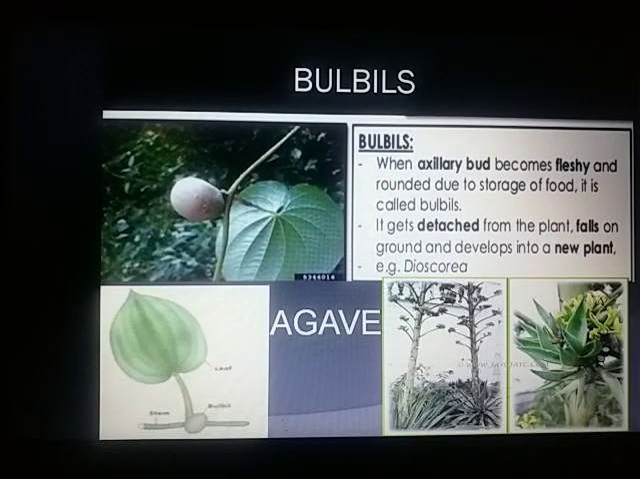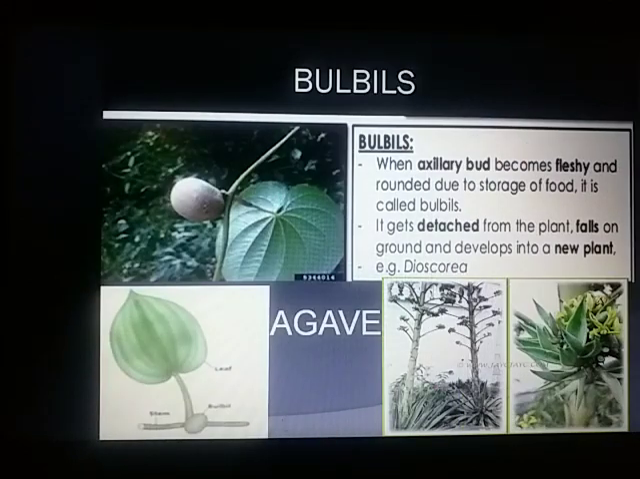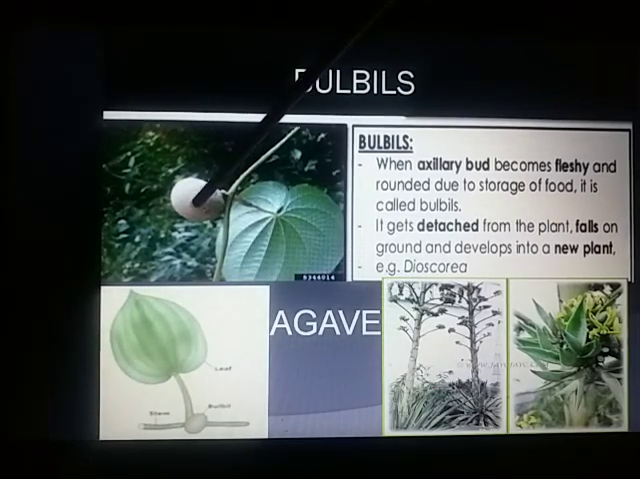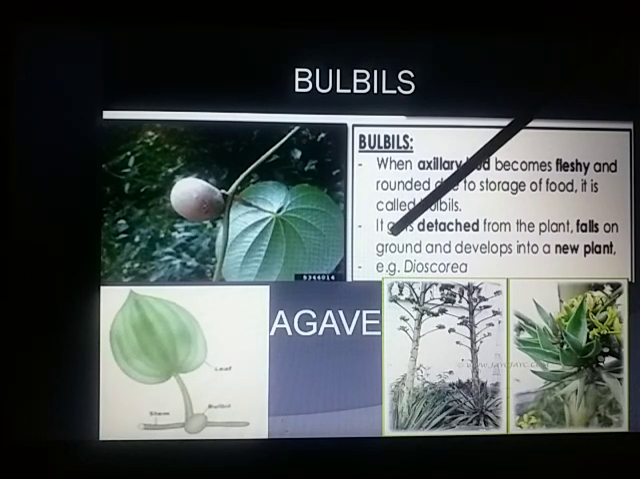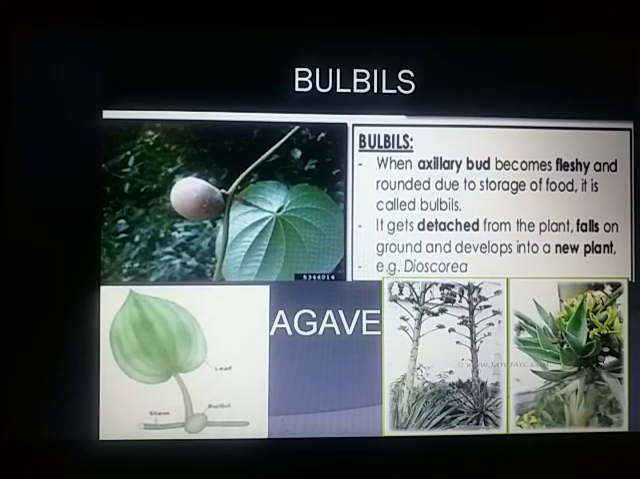My dear students, here is another aerial stem modification where the axillary buds modify into bulbous structures and they help in vegetative reproduction. If they fall on the soil, they could turn into individual plants. This is the case of Dioscorea. In the case of Agave, the buds in the axils of the bracts turn into bulbils, they too help in vegetative propagation. In the case of Ananas sativus, that is pineapple, the bulbils are present on either side of the fruit.